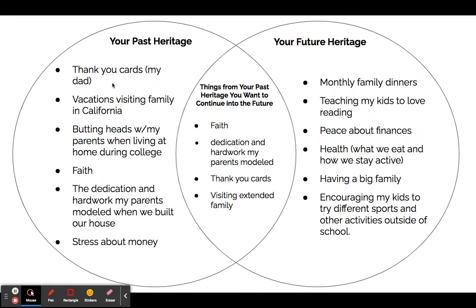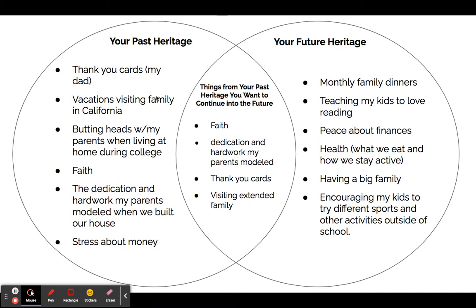Something that was a very big part of my heritage was how my dad raised me to write thank you cards to people that gave me any type of physical gift. If I received a birthday gift or a Christmas gift or somebody got me something for graduation, I always wrote a physical thank you card and either hand delivered it to the person if I knew them or mailed it to them, because that's how my dad raised me. He wanted to teach me how to show my gratitude.